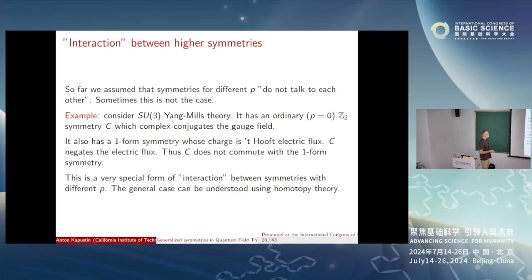For example, if you have SU(3) Yang-Mills theory, it has, of course, this one-form symmetry, which I already mentioned, whose charge is electric flux. It also has an ordinary zero-form symmetry called charge conjugation, and that negates electric flux. So they don't actually commute with each other. That's a very simple example, but it illustrates that different p's can talk to each other. So what sort of structure does it form in general? Here it's simply a semi-direct product, but that's a very special form of interaction between symmetries with different p. The general case can be only understood using homotopy theory.